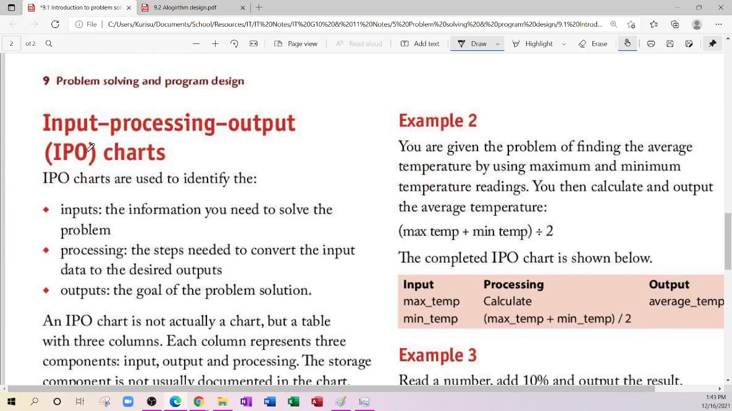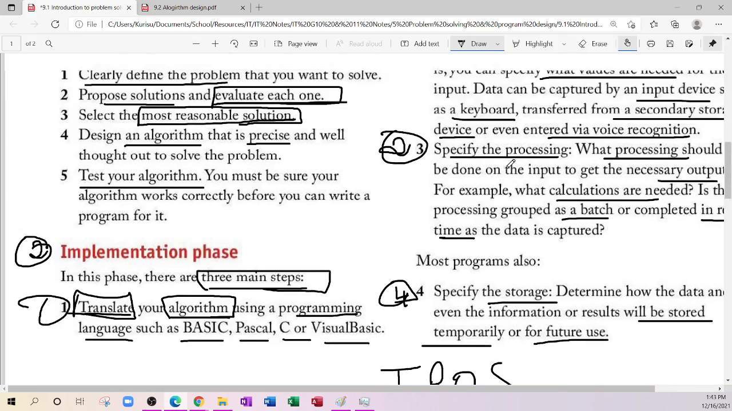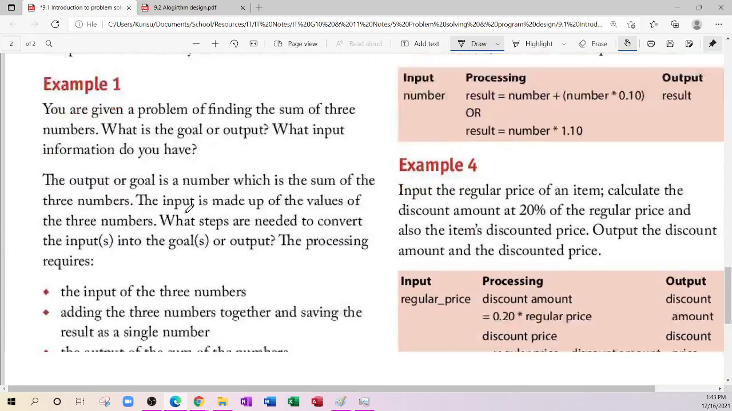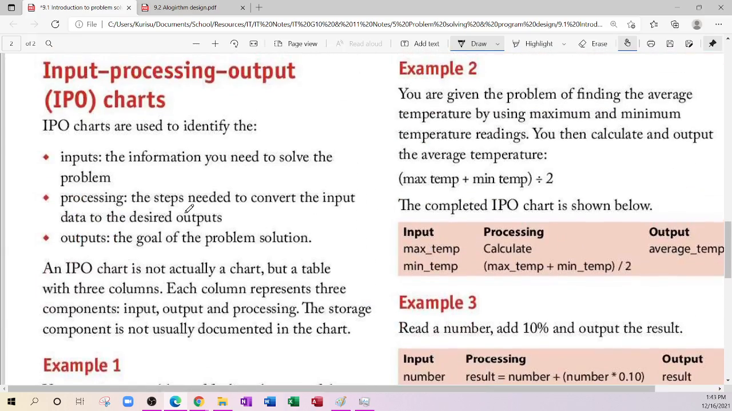Now, lastly, the IPO chart. So that same information there, you would create that information and put it inside of a chart. Let's see, Shania, could you read for us?